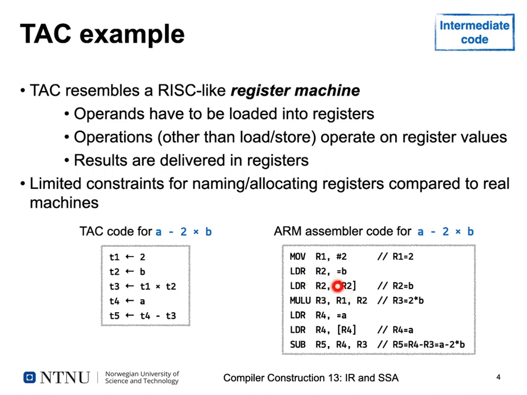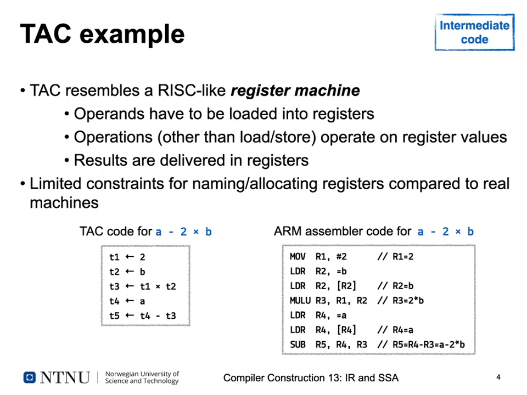So this content overrides the pointers. Then we can execute our multiplication here. So we multiply R1 and R2 and store the result in R3. Finally, we load the value of variable a from memory again. So we use the same approach as loading the value of variable b above. And finally, we can perform our subtraction operation here.